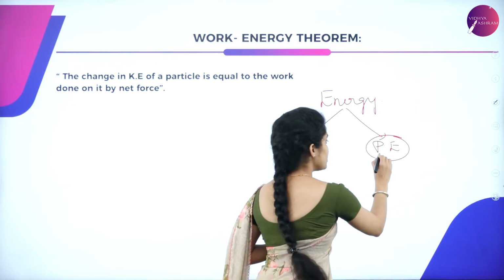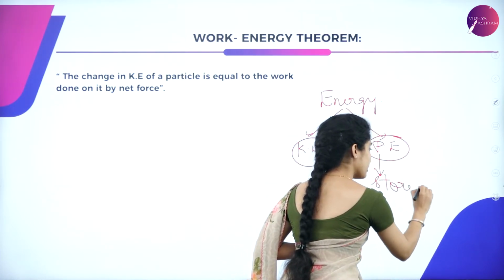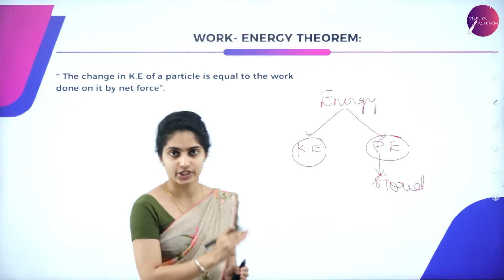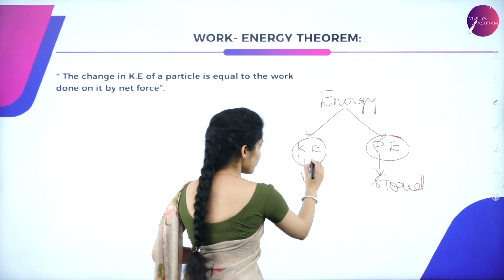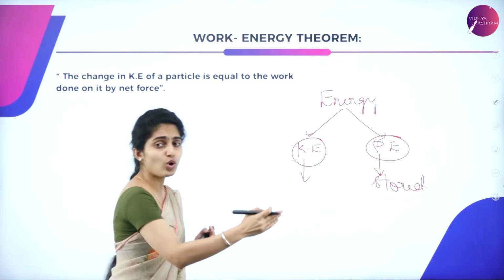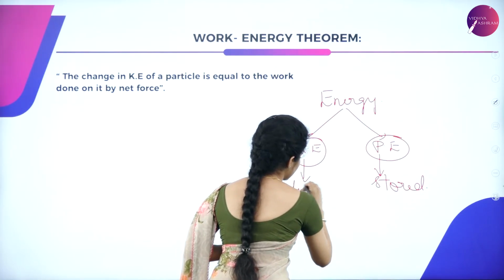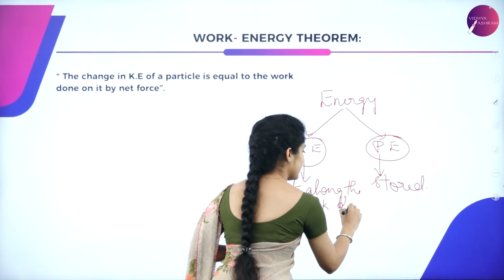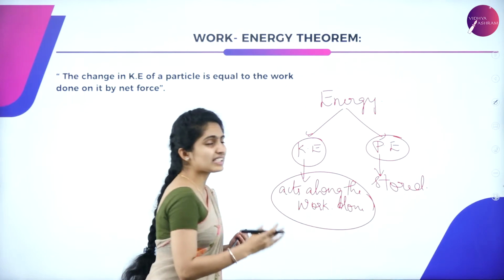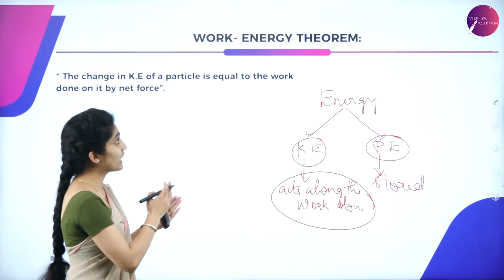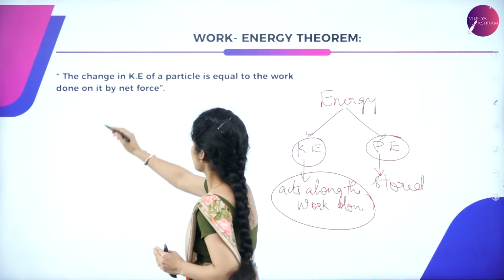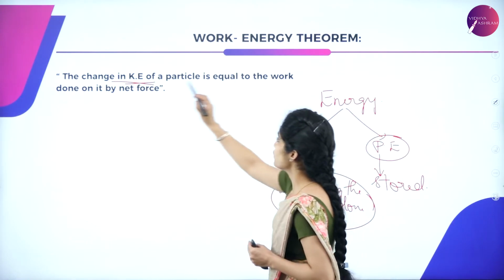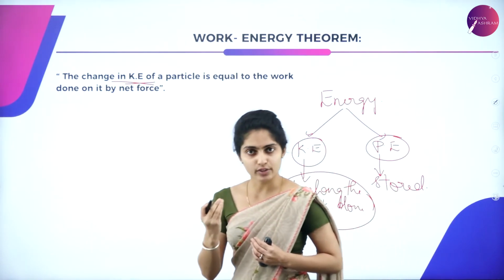Potential energy is the stored form of energy. It's a stored energy before the work is done on an object. And kinetic energy is the one which comes along with the work done. So it acts along the work done. So this is how it goes. So here, what does your work energy theorem state? The change in kinetic energy of a particle is equal to the work done on it by the net force.